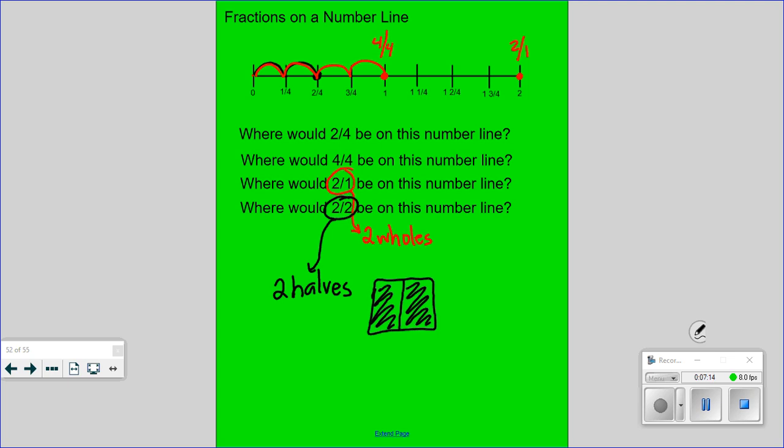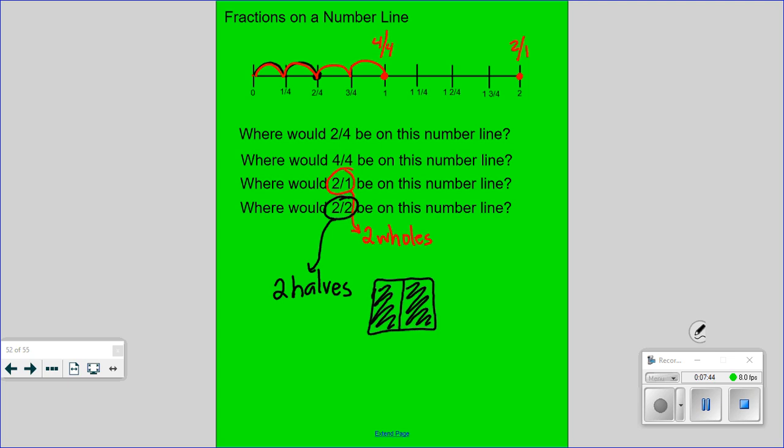What did we color in? We did color in 2 halves. Did we color in the part of the thing or the whole thing or what? We colored in the whole thing. So that means we have 1 whole. Where's that going to go on our number line? In the middle of 1 and 2. Go over here.